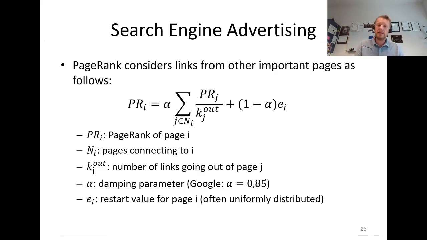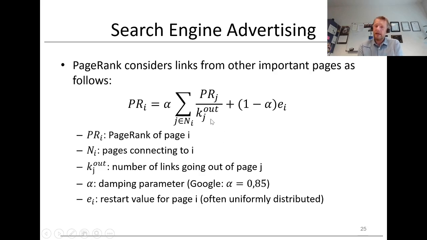And it calculates this as follows. The PageRank of a page I, where I is a page, is alpha. I'm going to come back to alpha, it's like a weight, so let's consider it unspecified for the moment. Then we look at all the pages connecting to I. How many pages have links that go to page I? N_I is the number of pages directly connecting to page I. And then we look at their PageRank, and we look at the number of outgoing links from page J, which is K_out, the number of links going out of page J.